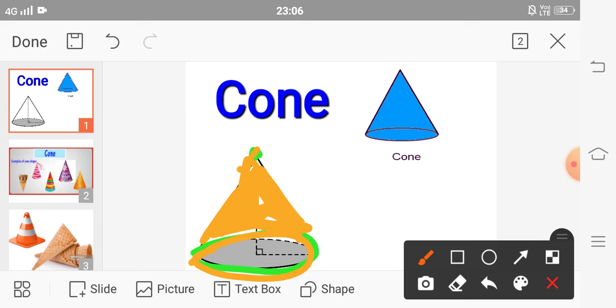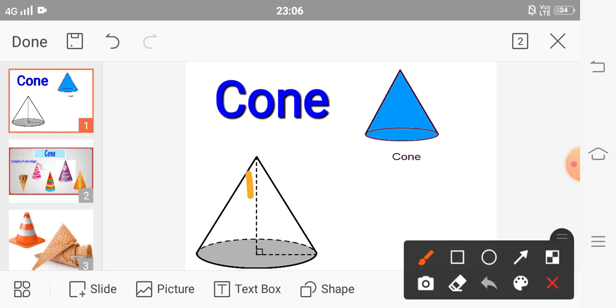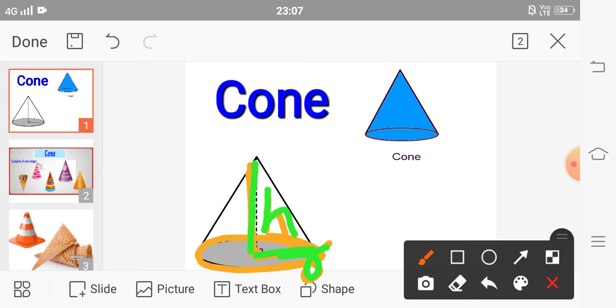A circular path joining to the vertex by curved surface is called cone. In this cone, this is the height of the cone, h. This circular base has radius r. This is height. This is called slant height, L.